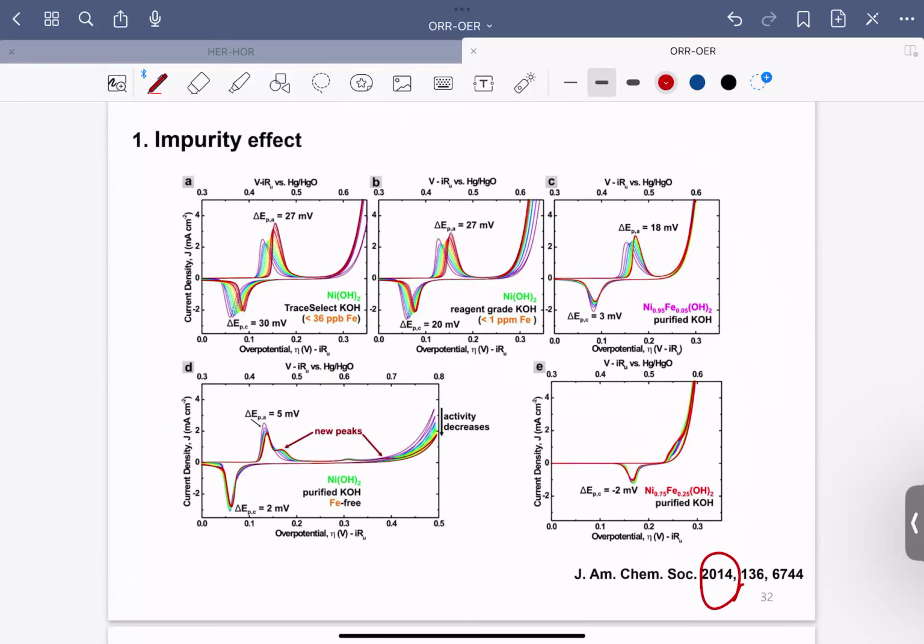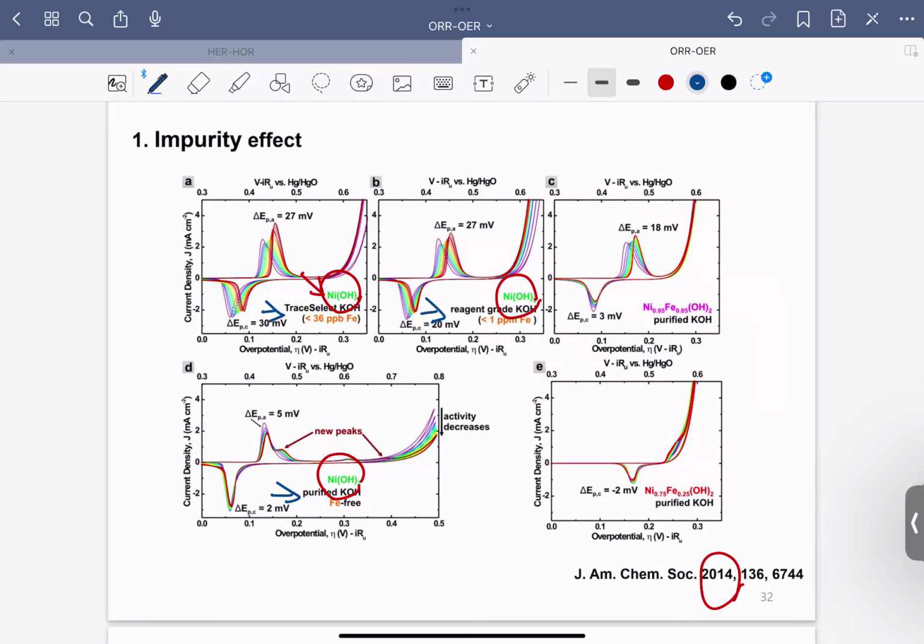So please keep in mind that all the samples utilized pure nickel hydroxide without iron in the material itself, right? So what happened to the activity and the stability trend of the system? This is the first case when we utilize nickel hydroxide, right? But please keep in mind what the difference is. It shows that the quality of the salt used to prepare the potassium hydroxide matters, right?